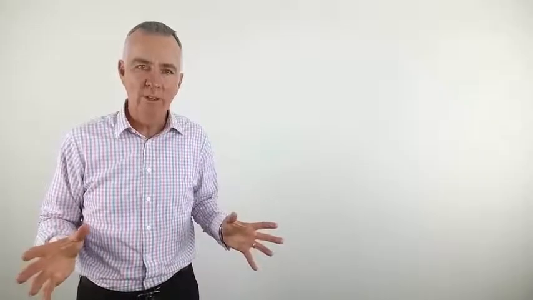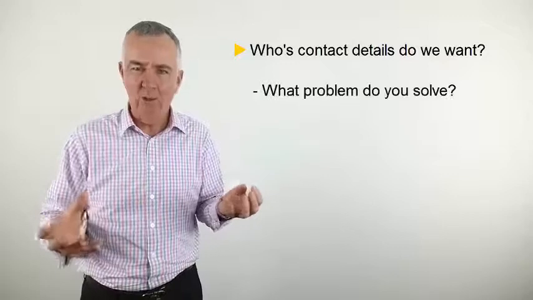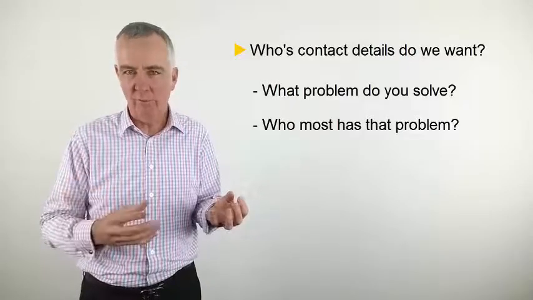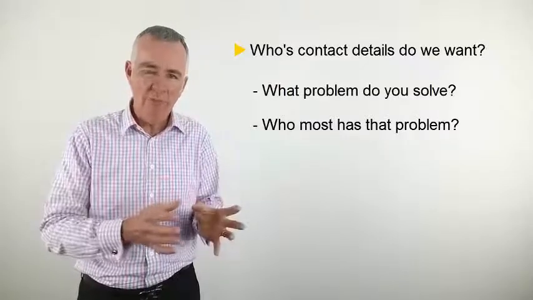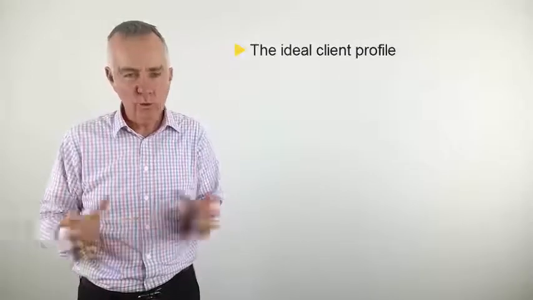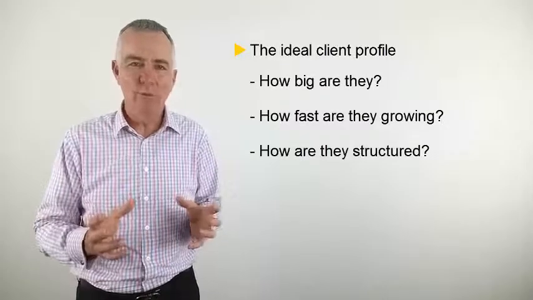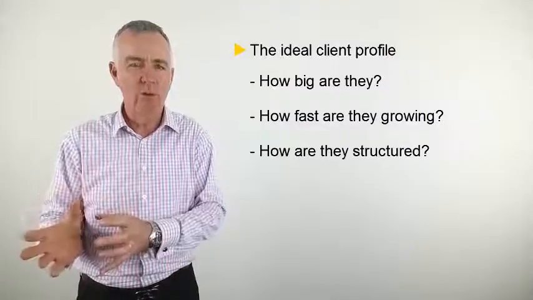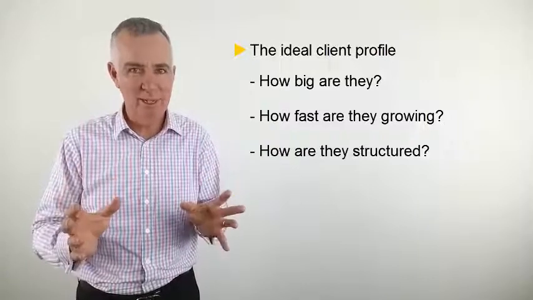The first question we need to ask is, whose contact details do we want? And that leads us to look at a couple of things. What problem do you solve, and who most has that problem? These are big strategic questions that I've talked quite a lot about in other shows. Once we're clear on the kind of business and the role within the business that we should be targeting, we need also to look at one other thing, and that is the ideal client profile. What does a good prospect look like? How big are they? How fast are they growing? How are they structured? Anything else that distinguishes a really good prospect from a not so good prospect for your business. So let's get really clear first about who we're targeting.